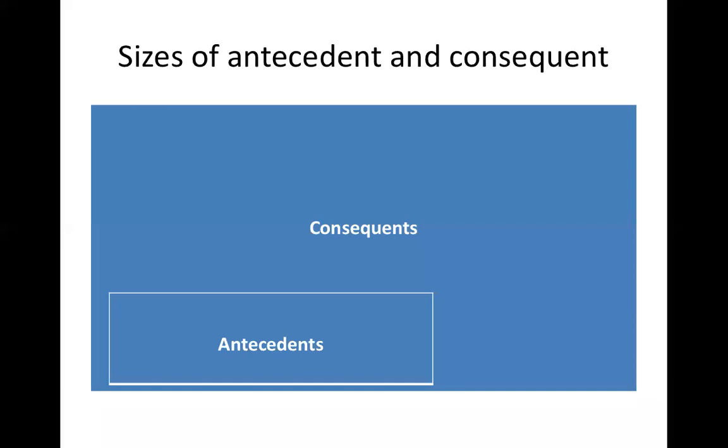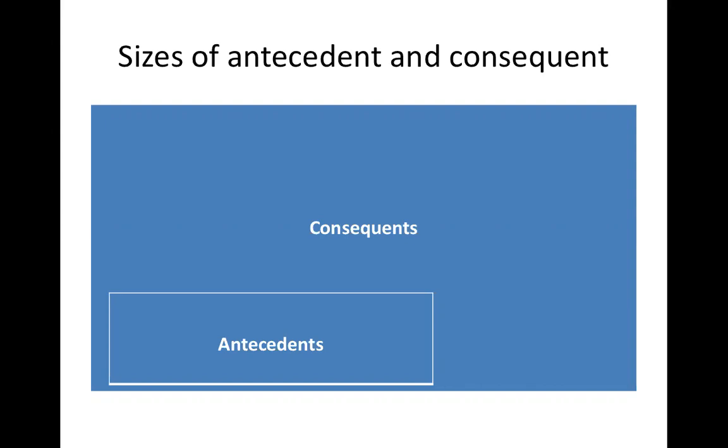Now let's look at the sizes of antecedent and consequent. So like I said, the consequent is a bigger class compared to the antecedent. Everything in the antecedent is logically in the consequent, but not everything in the consequent is equivalent to the antecedent. So the antecedent is usually logically smaller than the consequent. Now, if you say that something is part of the antecedent, it means such a thing is automatically in the consequent.